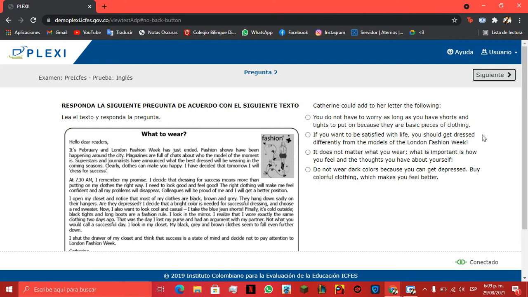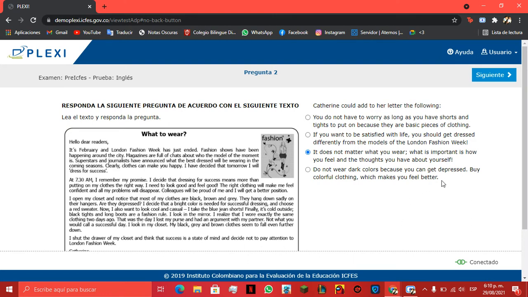It does not matter what you wear. What is important is how you feel and the thoughts you have about yourself. I think this is the correct answer, but let's read D. Do not wear dark colors because you can get depressed. Buy colorful clothing which makes you feel better.